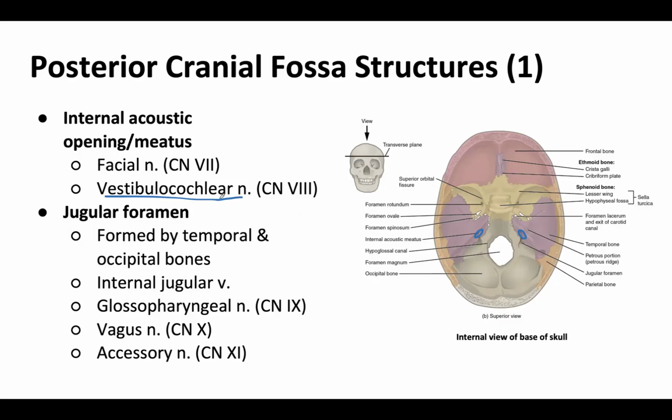So if you break down the name, vestibulo is going to stand for that vestibular apparatus, which is important for equilibrium. And then cochlear is important in terms of hearing. So think cochlea. The jugular foramen is going to be located between the temporal and the occipital bones.